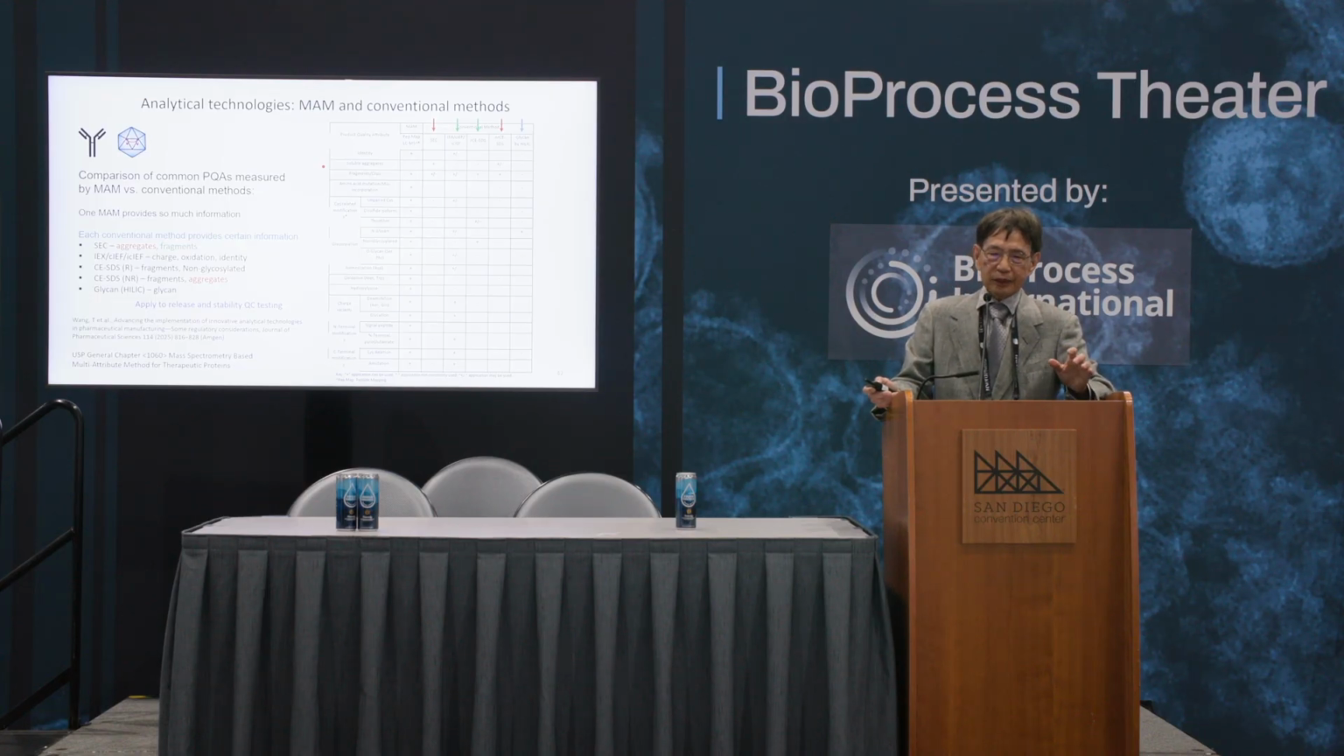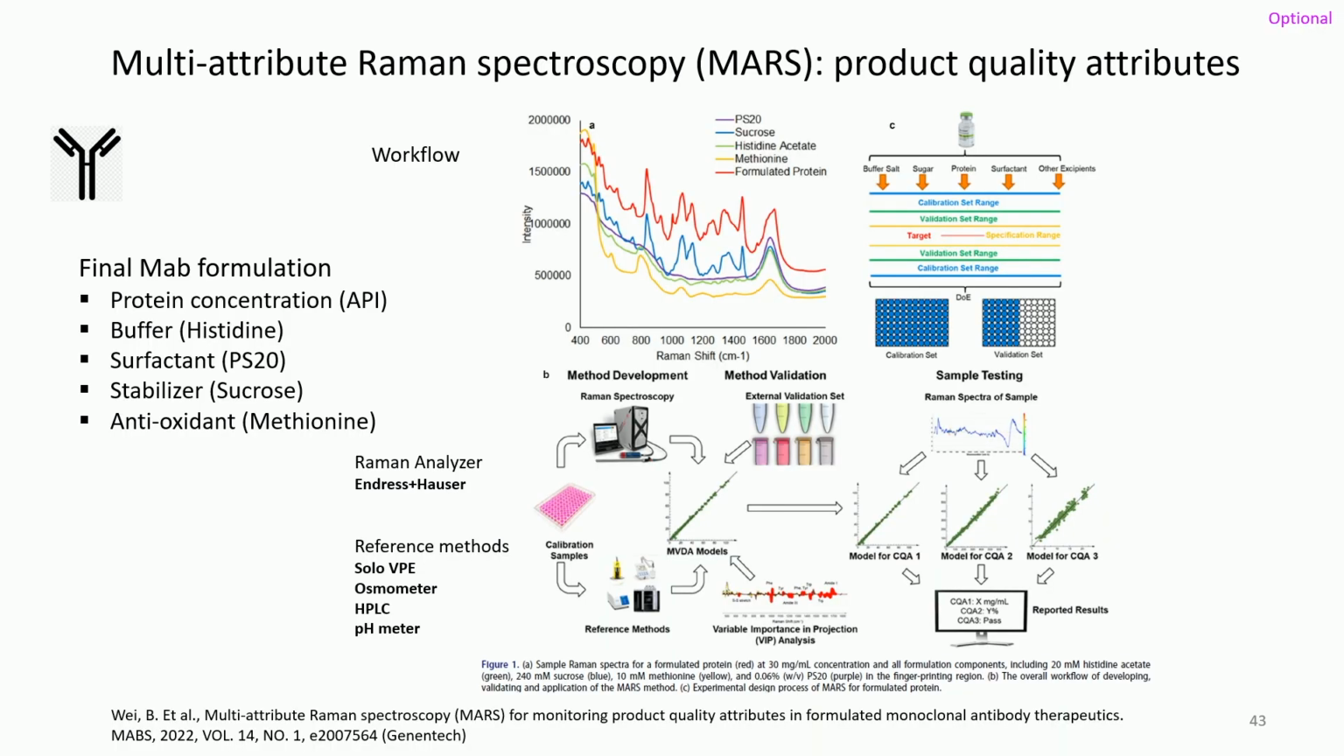Okay. So now the trend is to apply this technology, even though it's not very new, gradually going there to replace the QC and stability testing. And again, the USP chapter 1060 is published there. They already think MAM is the future to do the mass spec, QC, and also stability testing.